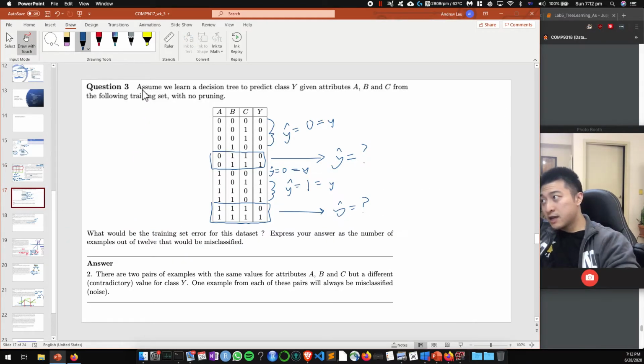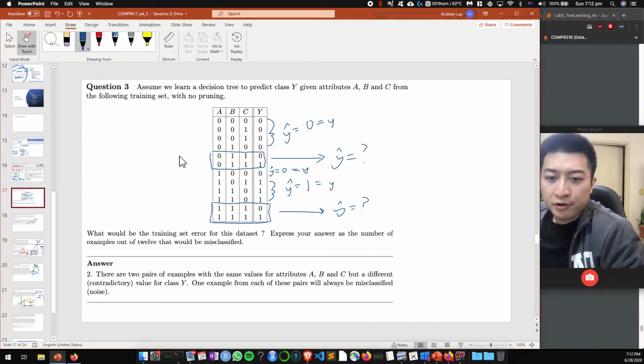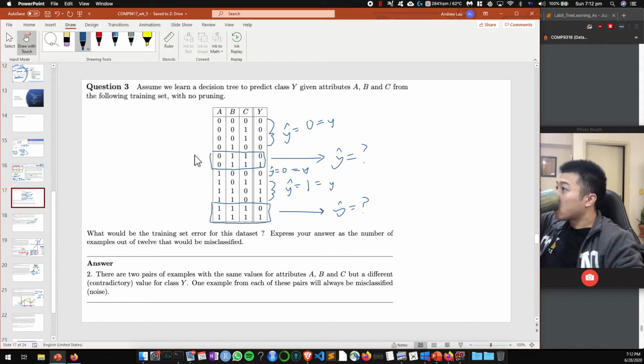Next question. So assume we learn a decision tree to predict class Y given attributes A, B, C from the following training data set with no pruning. What will be the training set error for this data set? Express the answer as the number of examples out of 12 that will be misclassified.